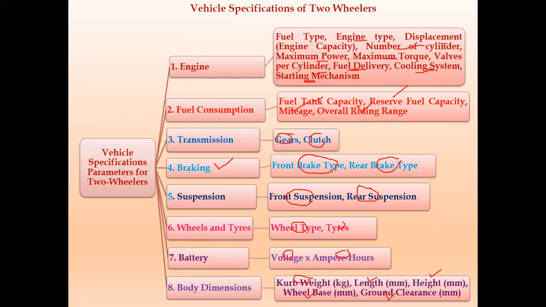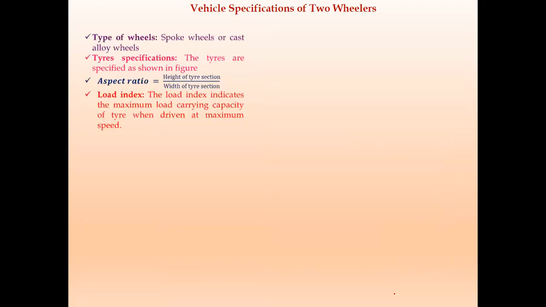They have all these parameters in one slide, or we can say in one stroke, we can see all these parameters. Now we will see the remaining parameters other than suspension, that is wheels and tires, battery and body dimension. So we have wheels and tire specification.